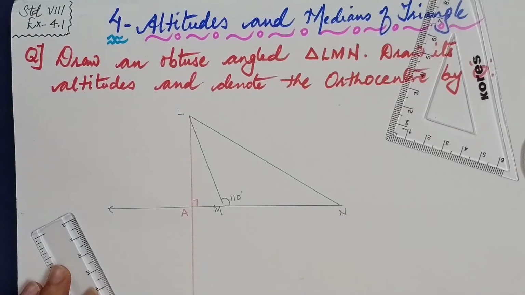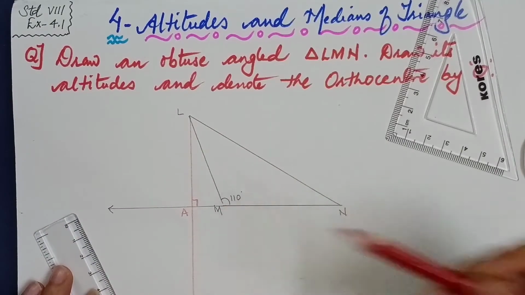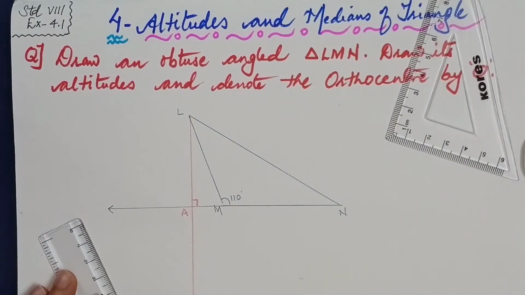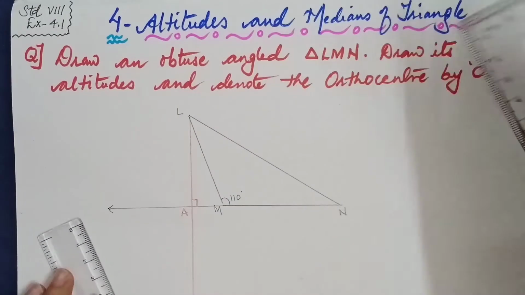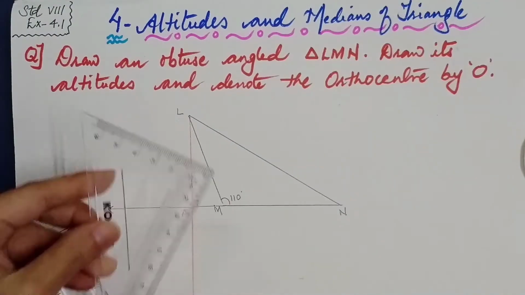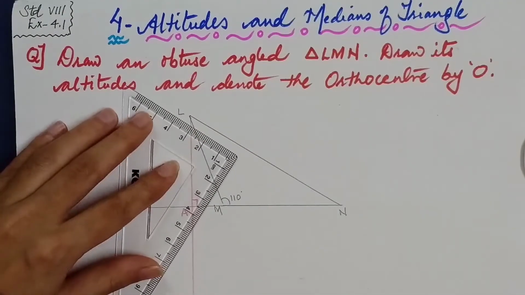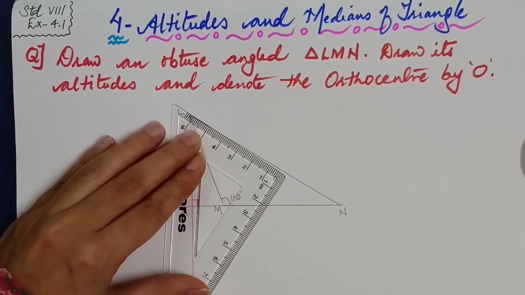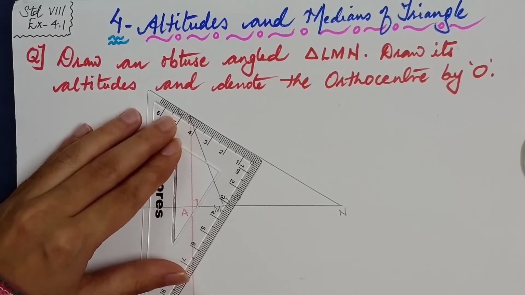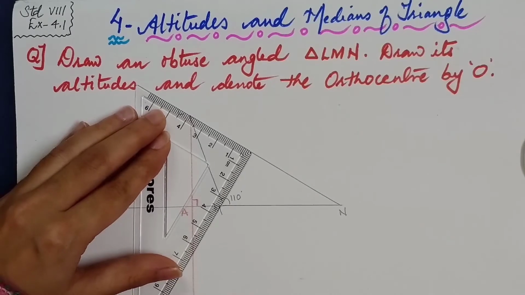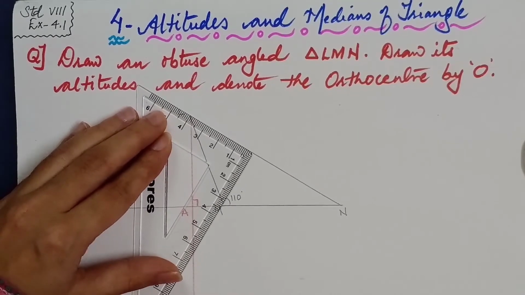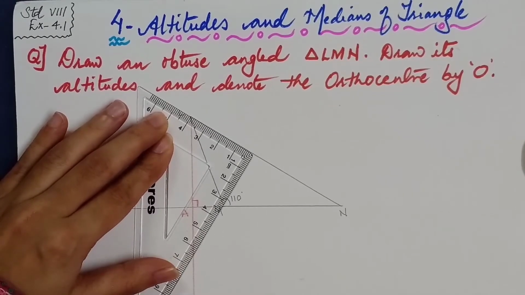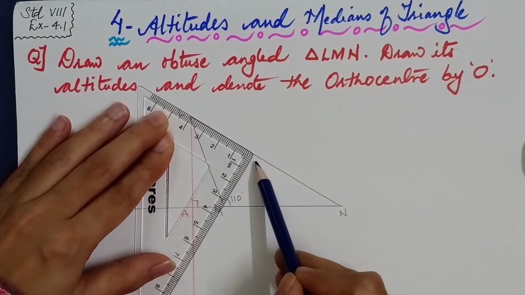Now another altitude we will start making from the point M, on the opposite side, which is LN. So we'll keep the set square on the base LN. This is the base LN, and we'll slide it in such a way so that it should pass from the point M. Yes, this is the exact point from where it is passing. And then we have to extend it.